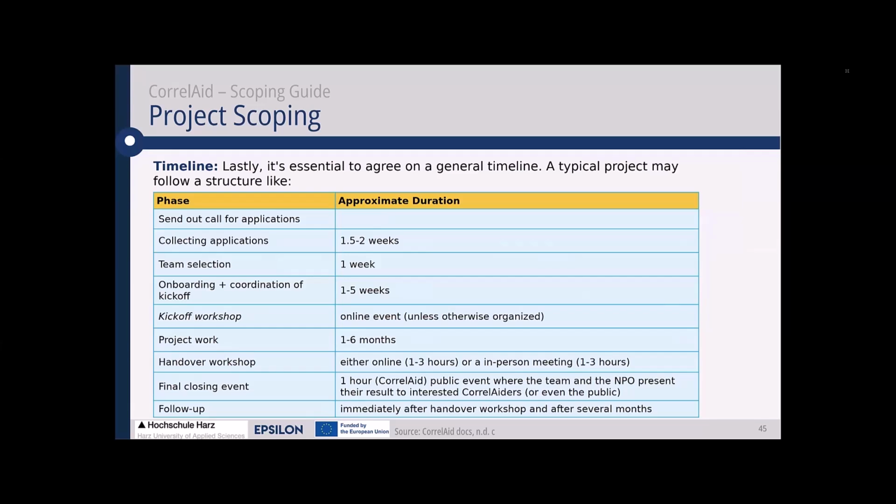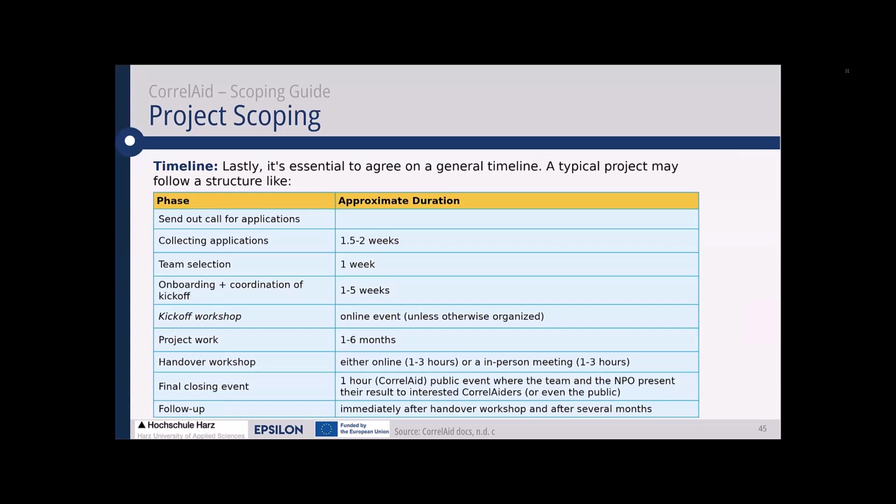For a timeline, we do have this example here. So it is essential to agree on a common timeline. Although you're working voluntarily, the organization also needs some timeline they can rely on. And therefore, here is an example of a typical timeline of a Data for Good project.